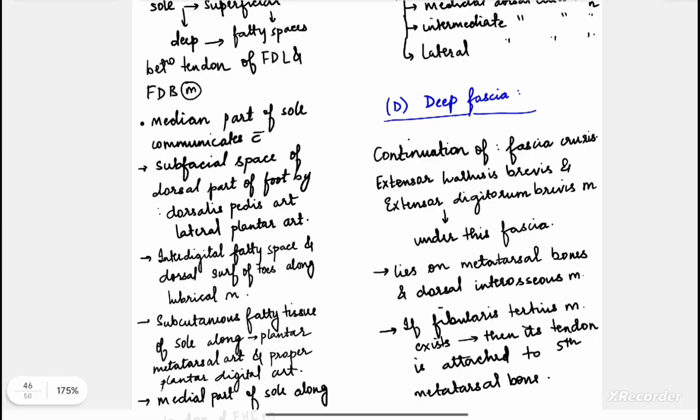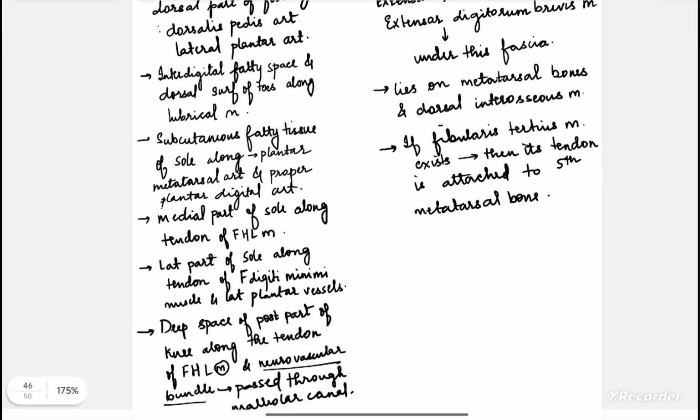Deep fascia contains the fascia cruris, continuation of fascia cruris, and the extensor hallucis brevis and extensor digitorum brevis muscles under this fascia. It lies on the metatarsal bone and dorsal interosseous muscle. If the fibularis tertius muscle exists, then its tendon is attached to the fifth metatarsal bone.